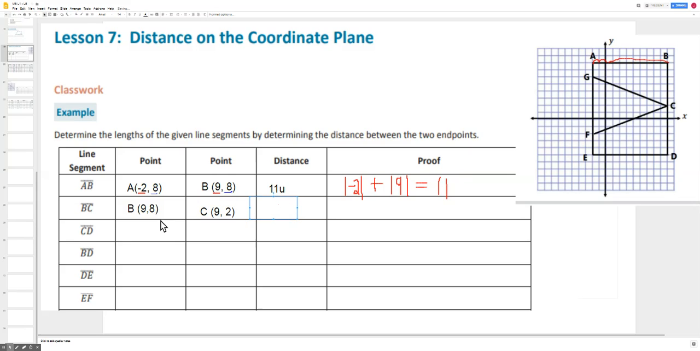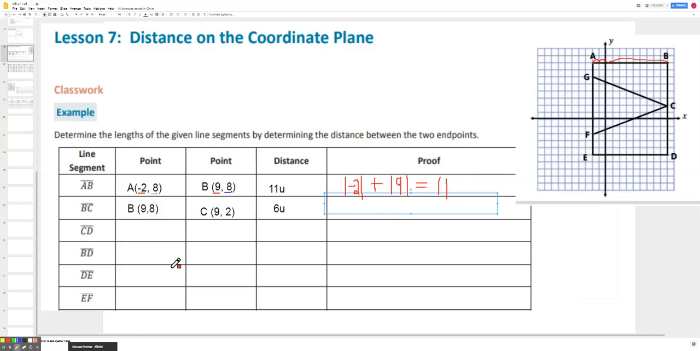And now we want to figure out how many units. Well, in this one the x values are the same. If we notice, both x values are 9. So we want to know the distance between the 8 and the positive 2. We can count: 1, 2, 3, 4, 5, 6. So we know the distance is 6 units. Now let's go ahead and prove it.